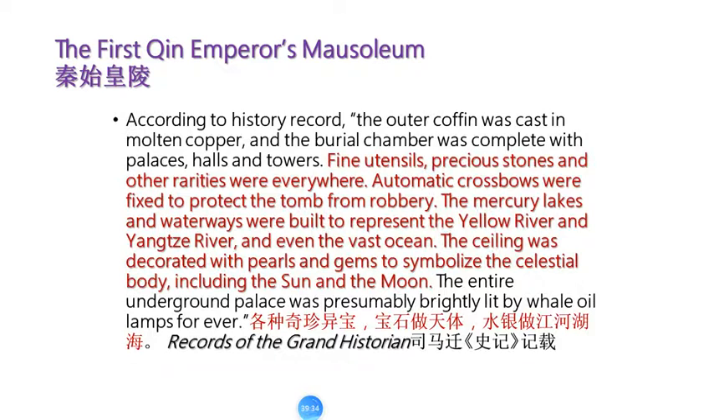According to history records, inside the mausoleum, fine utensils, precious stones, and other rarities were everywhere. Automatic crossbows were fixed to protect the tomb from robbery. The mercury lakes and waterways were built to represent the Yellow River and the Yangtze River, and even the vast ocean. The ceiling was decorated with pearls and gems to symbolize the celestial bodies, including the sun and the moon.